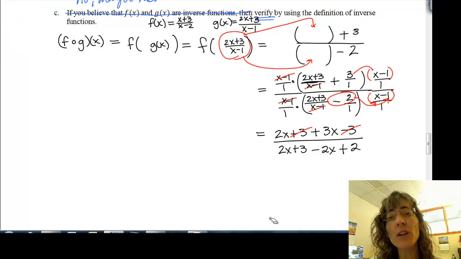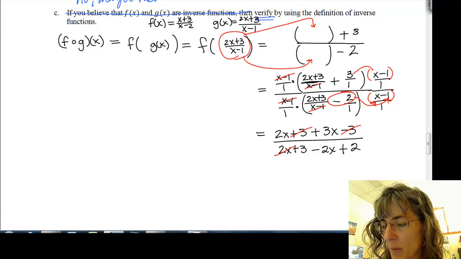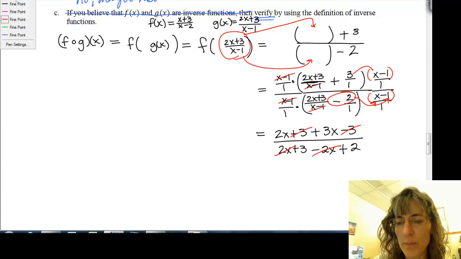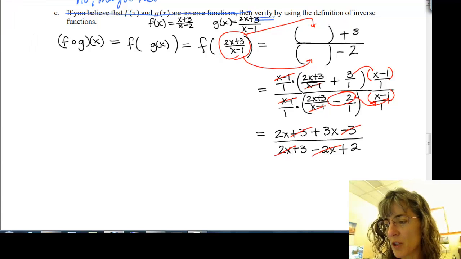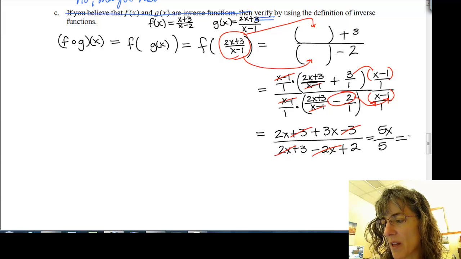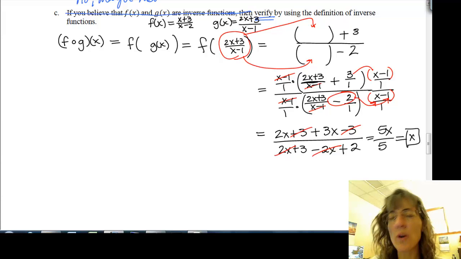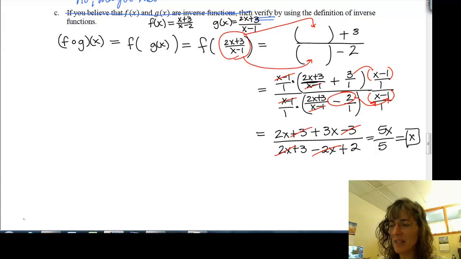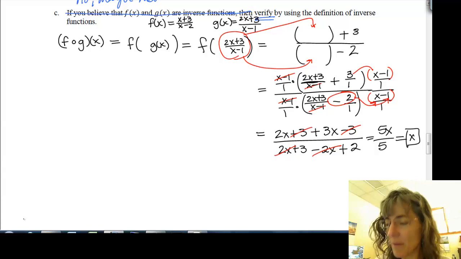But you can cancel if it's all on the top. So I have a plus 3 here, a minus 3 here, they do cancel. In the denominator I have a plus 2x and a minus 2x, they cancel as well. I want to write what I have left: 2x plus 3x gives me 5x. And the denominator, 3 plus 2, so I have 5, and that simplifies to x. So starting to look like they might be inverses.